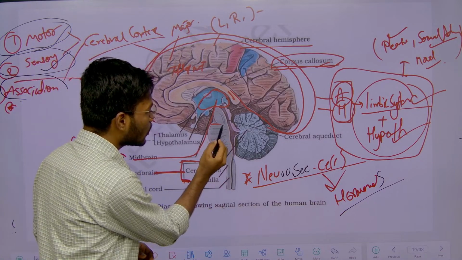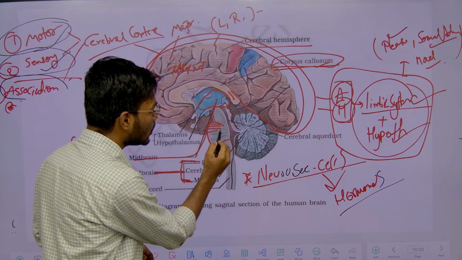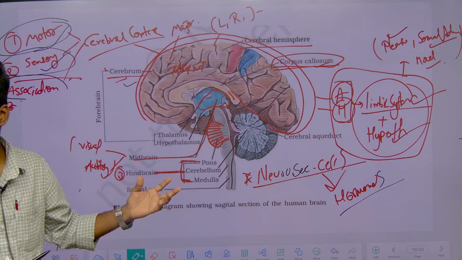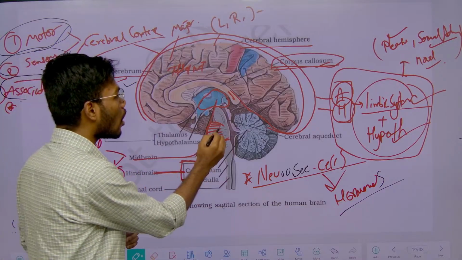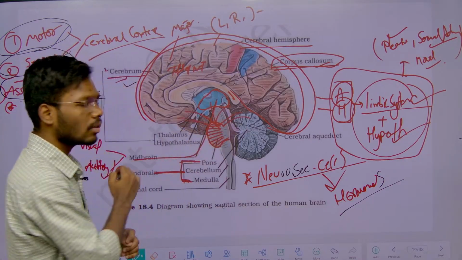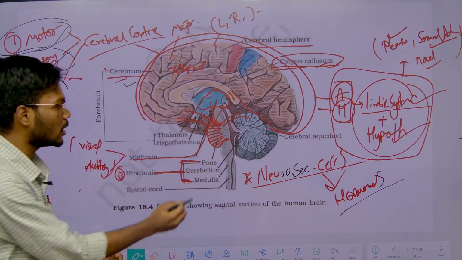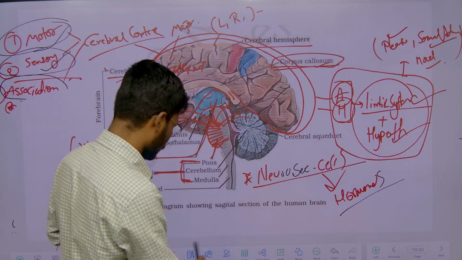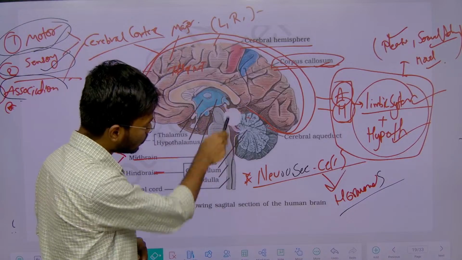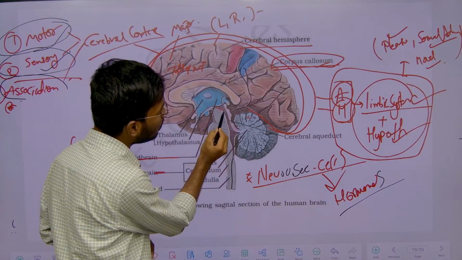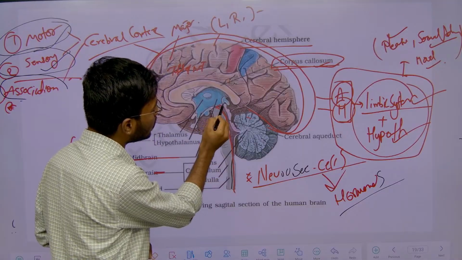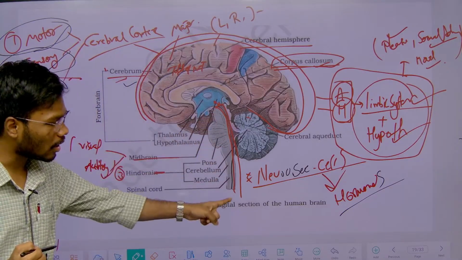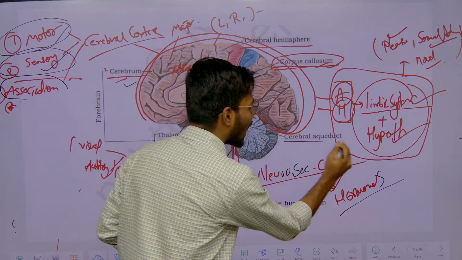If you see this, this region is called the pons. It has a tuft of nerve fibers which connects all parts of the brain, right? And also, there is a canal behind this pons and medulla oblongata, starting from the midbrain. So this canal is called what? Cerebral aqueduct.